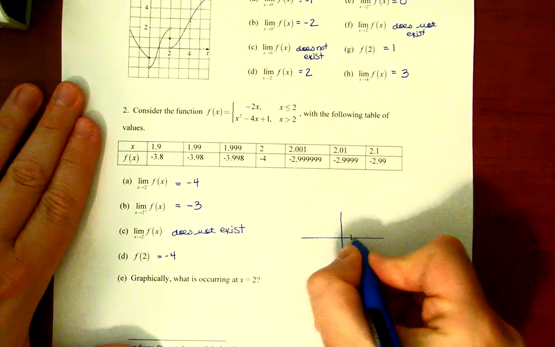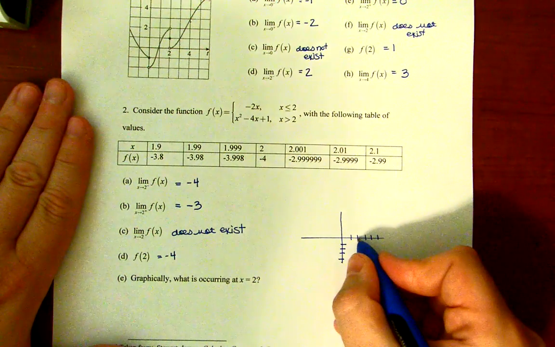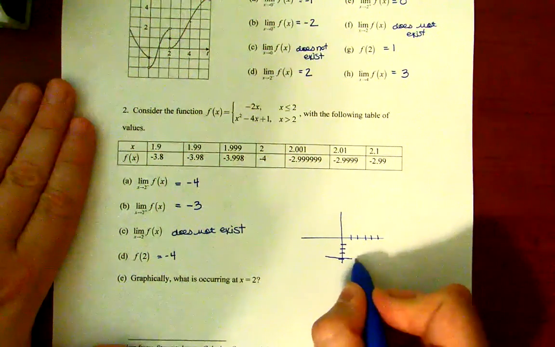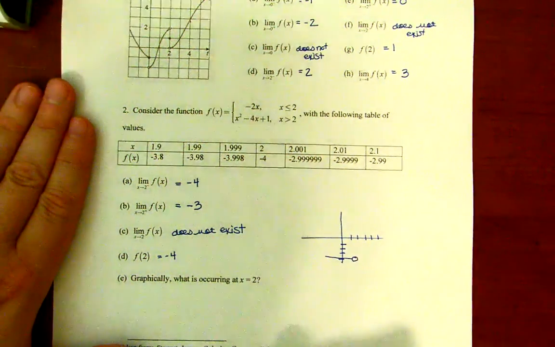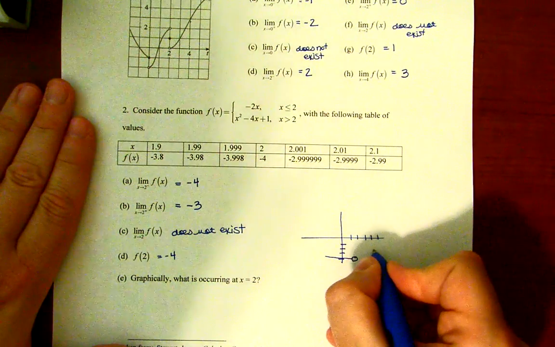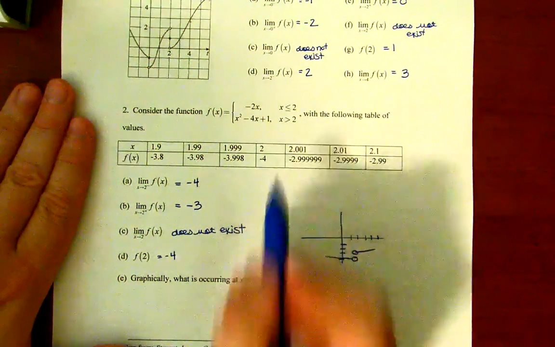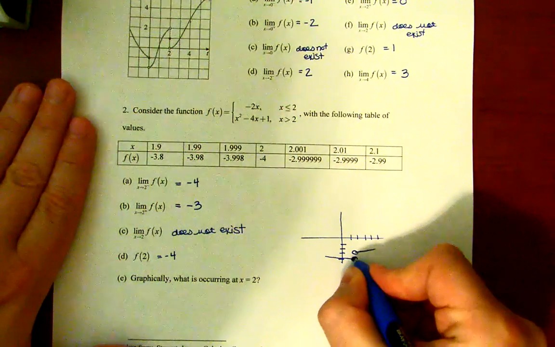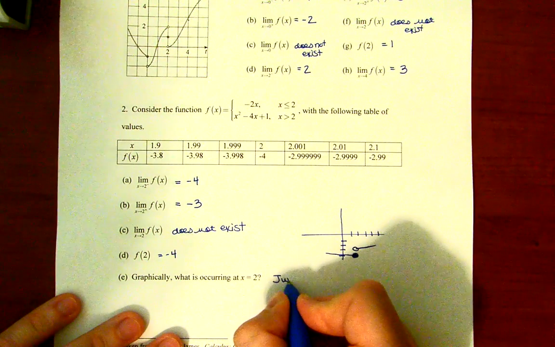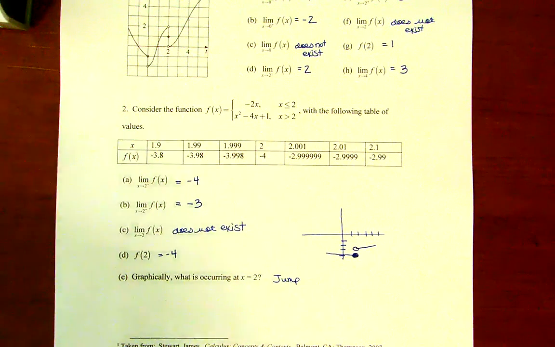Well, let me try to sketch a little bit of what's happening here. Let's see. As I approach x equals 2 from the left, my y's are getting closer and closer to -4. So kind of like this. As I approach 2 from the right, my y's are getting closer and closer and closer to -3. And then right at x equals 2, my y is -4, so I'm going to fill it in like that over there. I have a jump going on the graph. And I think that's all I have to say about this.